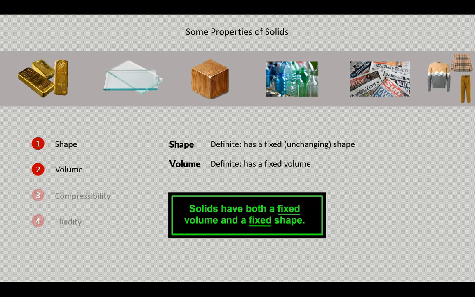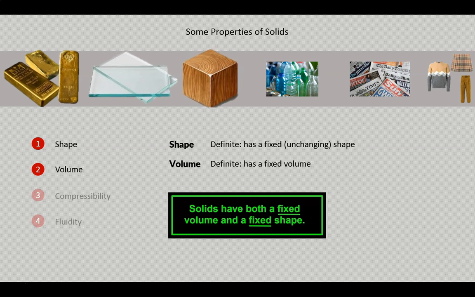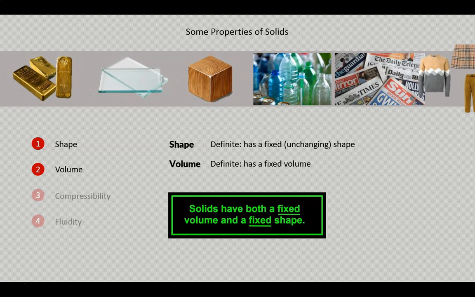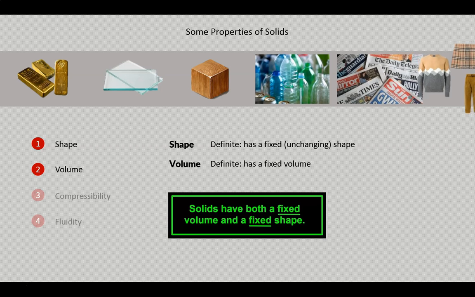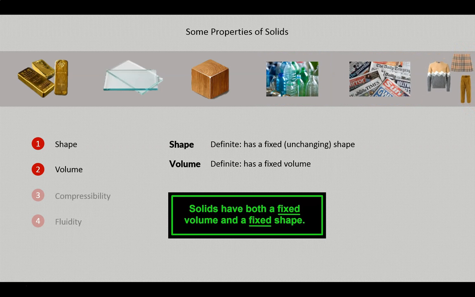Now this is fine for solids like gold or glass or wood. These solids are rigid, as long as we assume that any force we apply on them is not enough to damage the material. But what about solids like these 3? Plastic, paper, clothing. These materials require very little force to change their shape. So this is a problem unless we broaden our classification of solids.